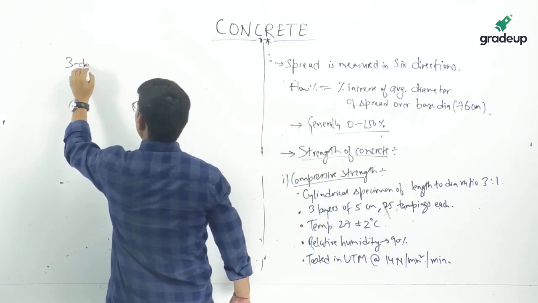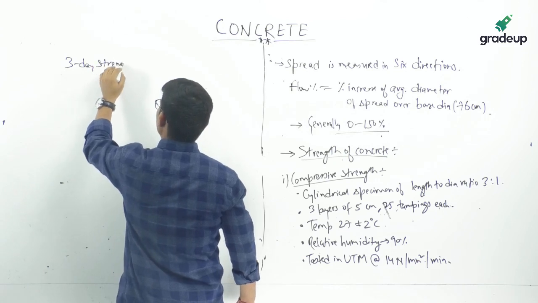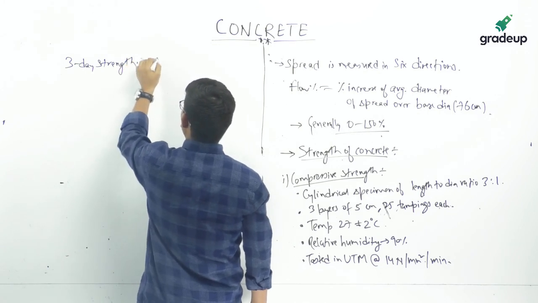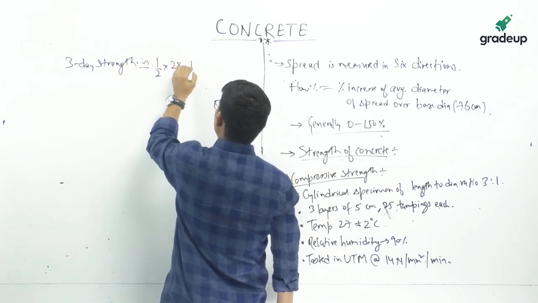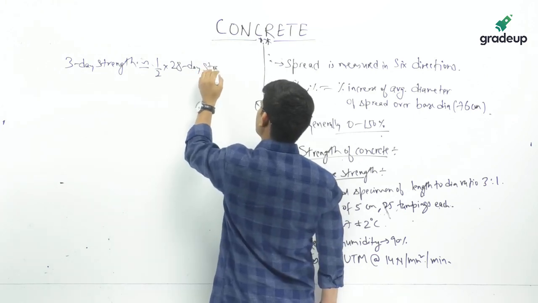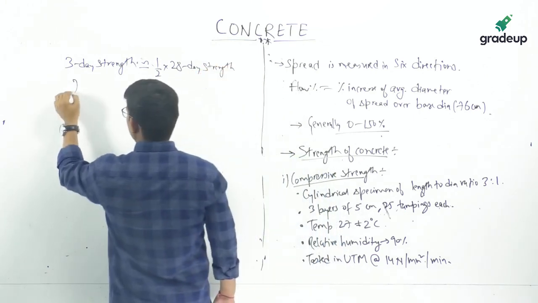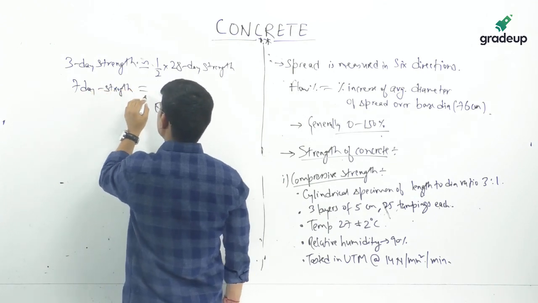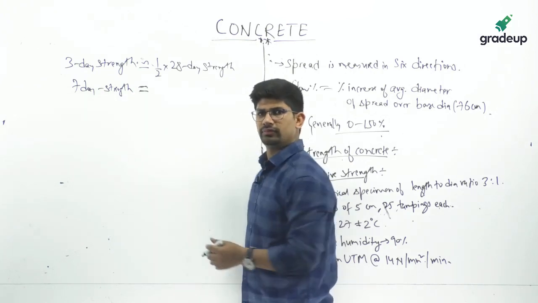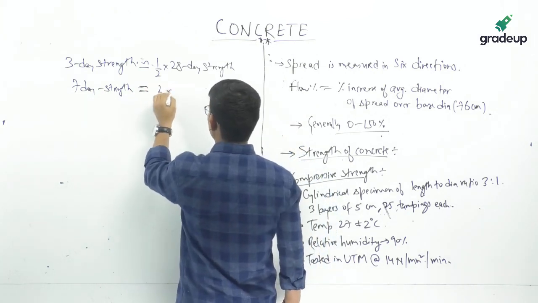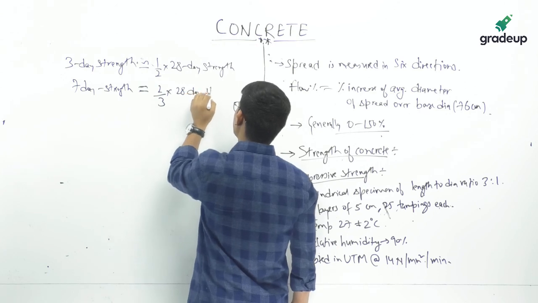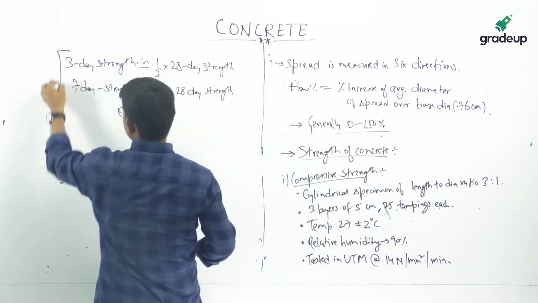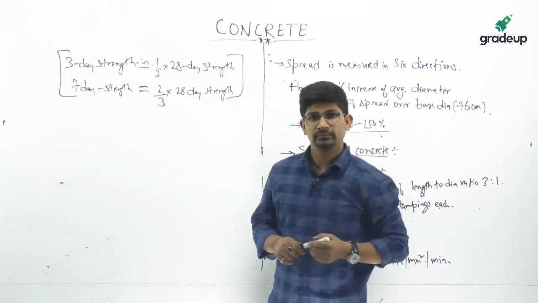So three days strength is roughly about half of 28 days compressive strength, and 7 day strength is roughly about 2/3 of 28 day strength. Okay. So these 2 points are also important from examination point of view. Okay.